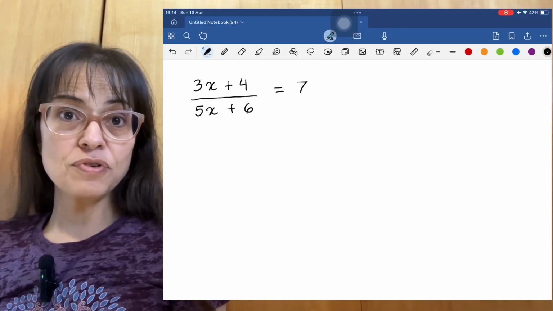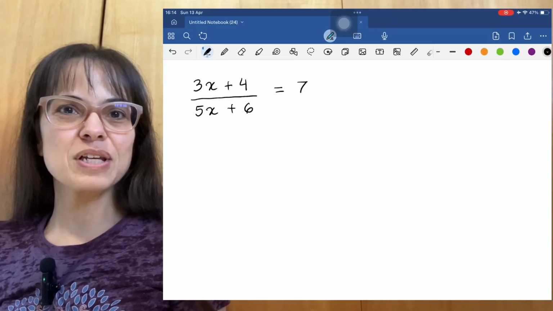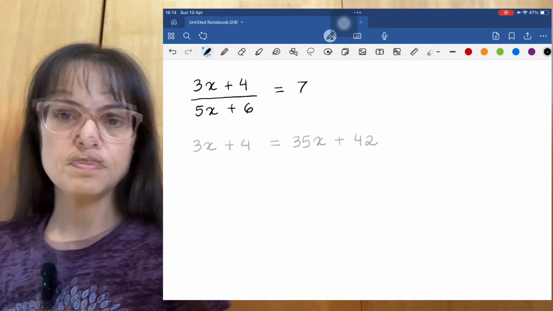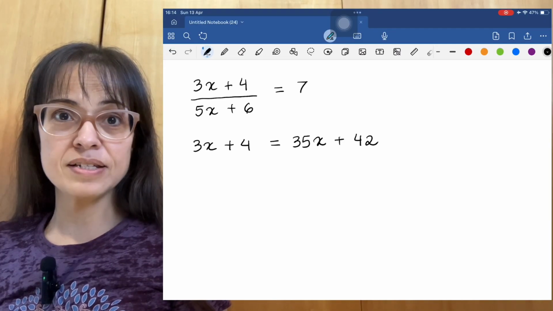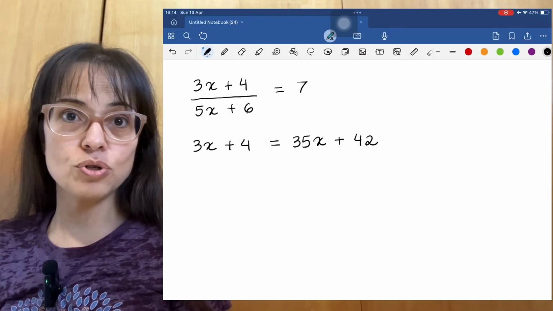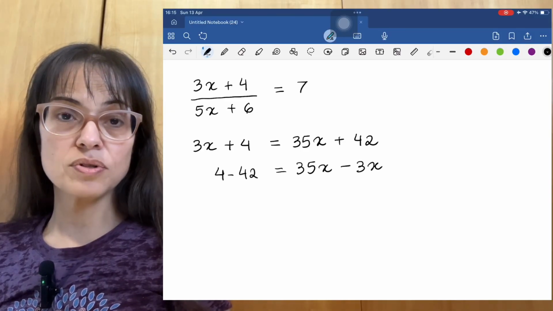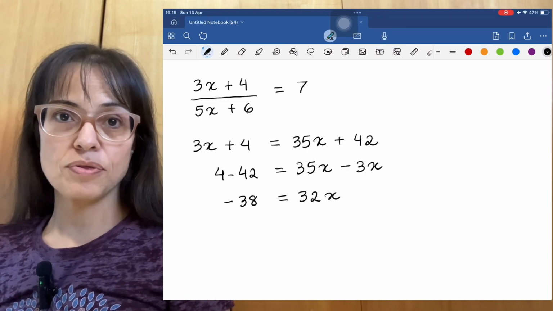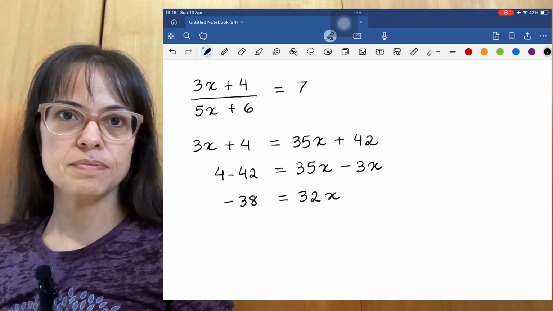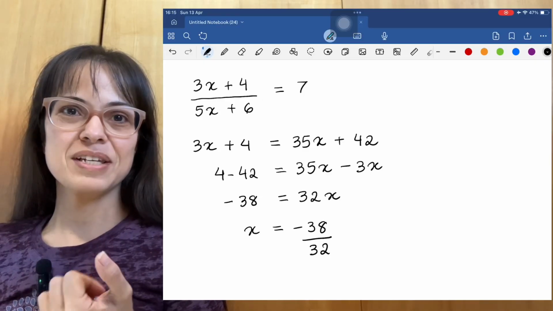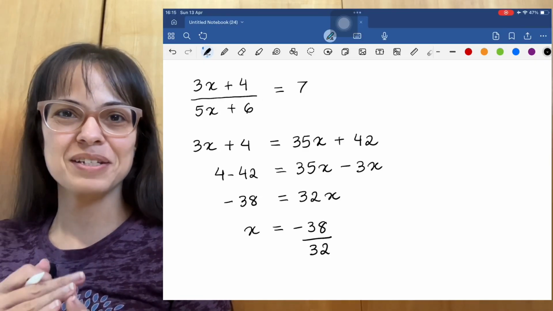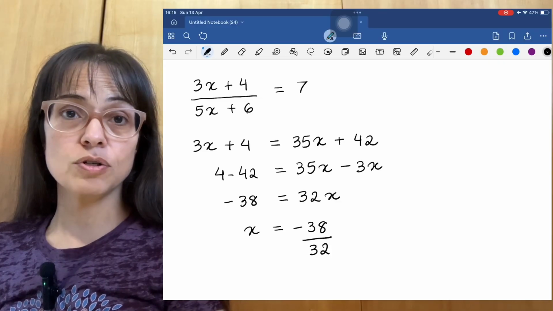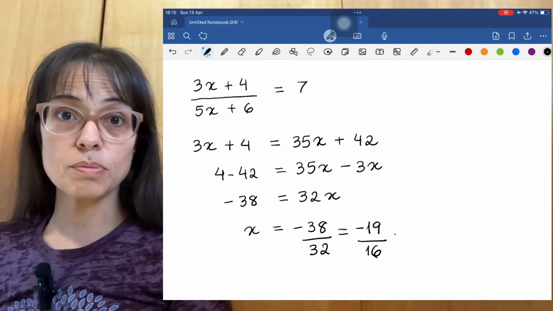So for this one, the first thing that I'm going to do is to multiply both sides of the equation by 5x plus 6 in order to get rid of this denominator. Then we want to subtract 3x and also to subtract 42, because then we got all of the x's on the same side of the equation. So finally, I'm going to divide both sides of the equation by 32, which is multiplying the x. I've also switched the left and the right side of the equation now, just so that my sentences are starting with x is equal to. And in this case, I can simplify a little bit this fraction, and there you go, problem solved.